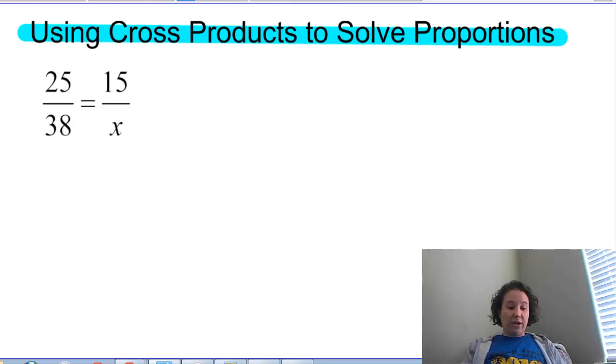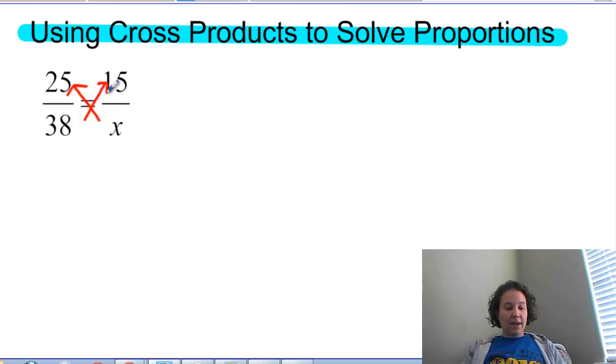We are told right there, there's an equal sign in the middle, which means that these do form a proportion and they have to be equal to each other. So if I multiply diagonally that way and that way, I will get two things that have to be equal to each other, and I can use the equation that I get when I do that to solve for x.